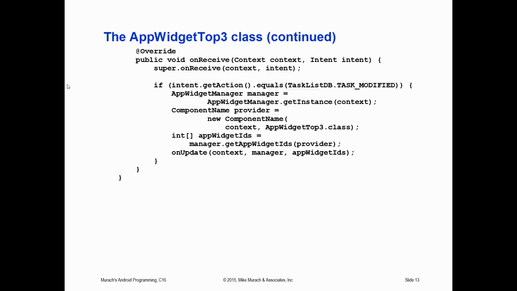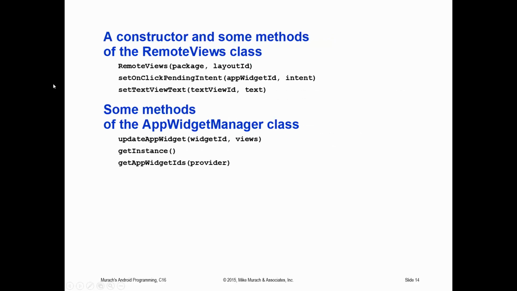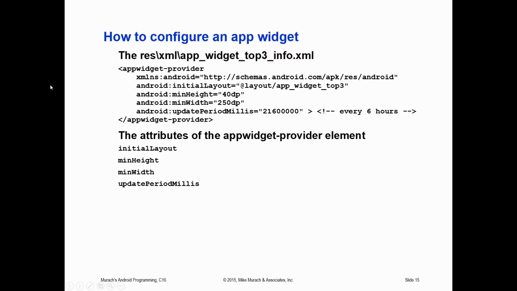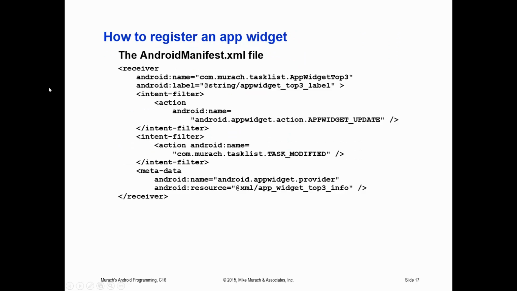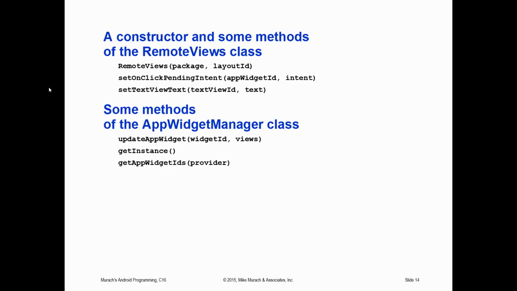But the class also provides onEnabled, onDeleted, and onDisabled methods, which, if necessary, you can provide code for as well. Figure 16.5, that's here, on pages 514 and 515, shows how to configure an app widget by adding an info file to the res XML directory.